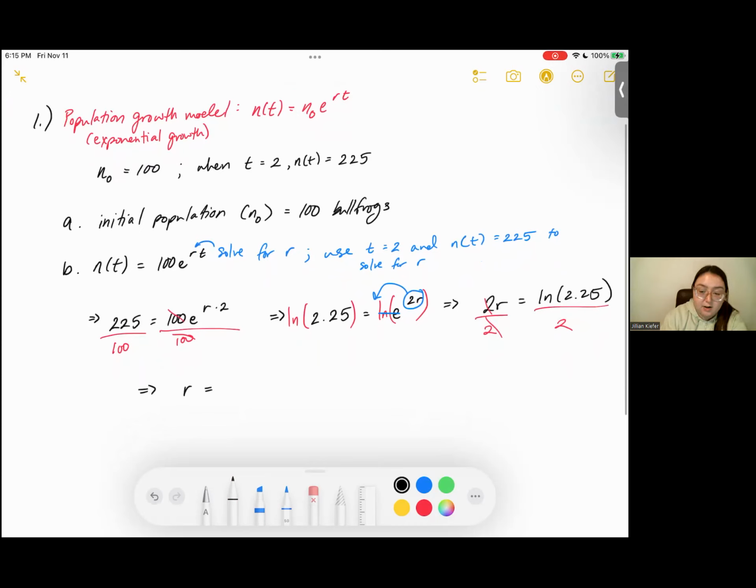This leaves us that r is equal to the natural log of 2.25 divided by 2, which we can go ahead and put in our calculators. We want to round this to 4 decimal places. And if we do, you should end up getting 0.4055.